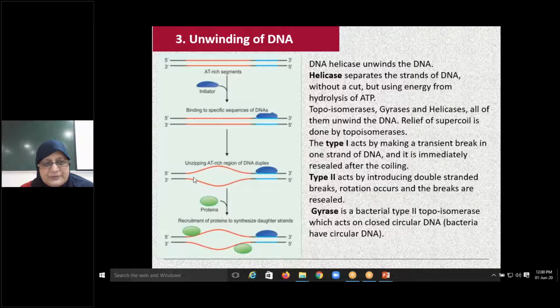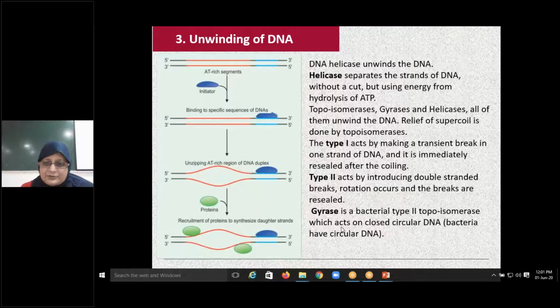Another helicase will act from this side to separate the strands to form another replication fork. So helicase separates the strands of DNA by utilizing energy from the hydrolysis of ATP. Topoisomerases, we said, are for relief of the supercoil, and they are type 1 and type 2. Type 1 acts by making a transient break in one strand of the DNA, which is immediately resealed after the coiling, while type 2 acts by introducing double-stranded breaks. Rotation occurs, and then the breaks will be resealed.